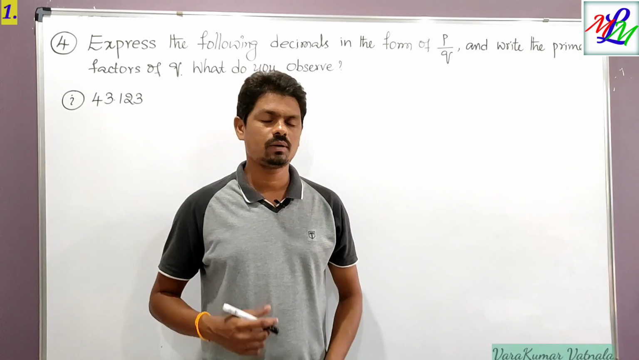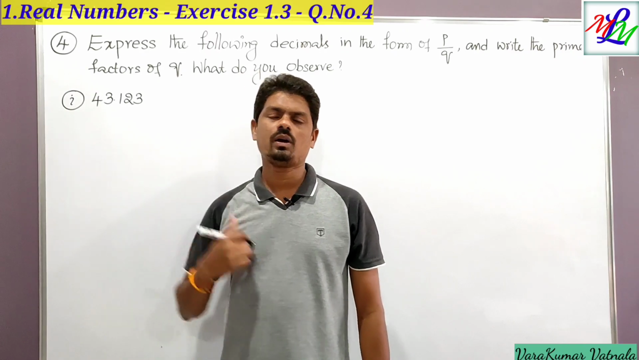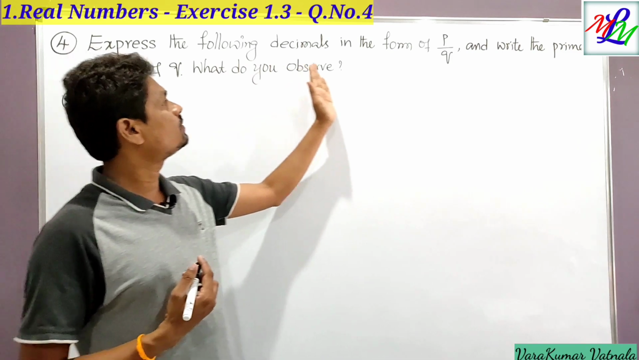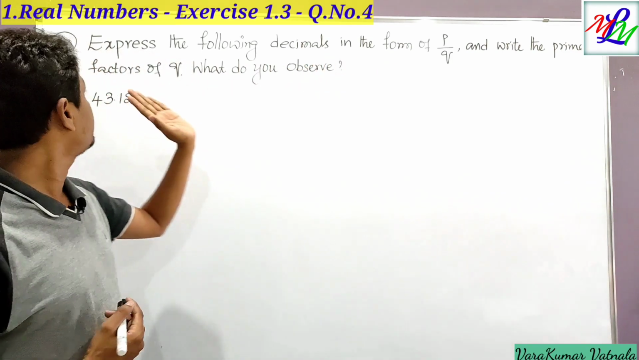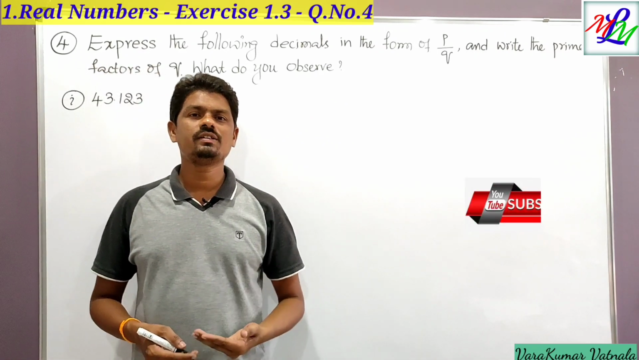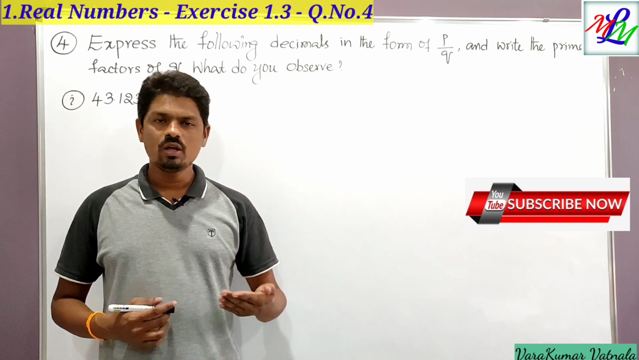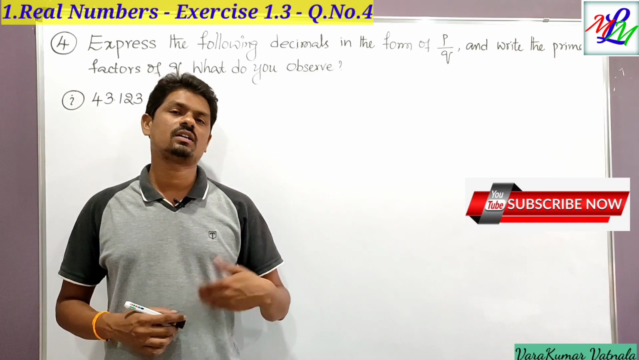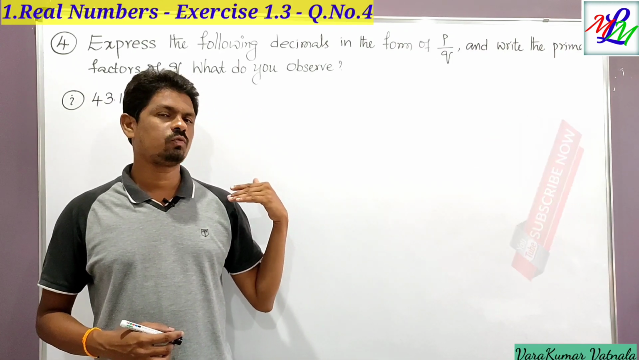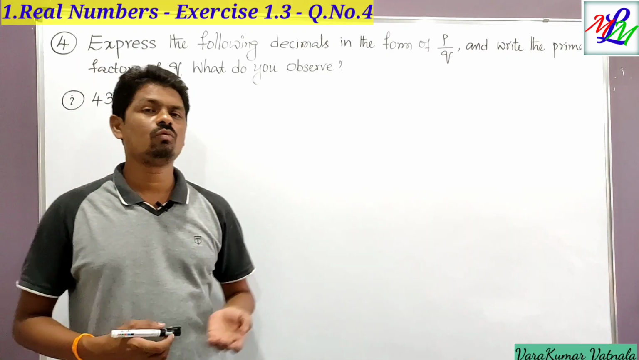Today we are going to solve a problem from real numbers exercise 1.3, fourth problem. Express the following decimals in the form of p by q and write the prime factors of q. What do you observe? Here he has given some decimal numbers and asks us to write them in the form of p by q, then write the prime factors of q. There are four bits in the fourth problem. This is the first bit, 43.123. How to solve, one by one.